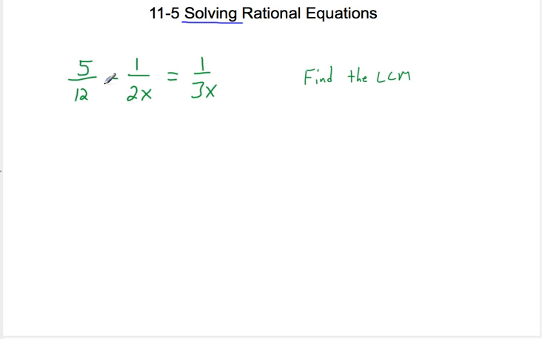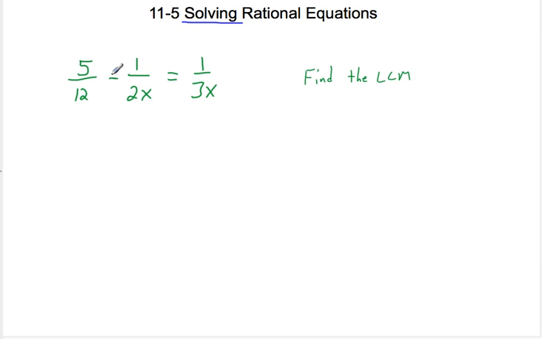Hello, in this video we are going to learn about solving rational equations. This is different from the stuff we've been doing previously because it is solving rather than simplifying, which is what we were doing before. So here's our first example.